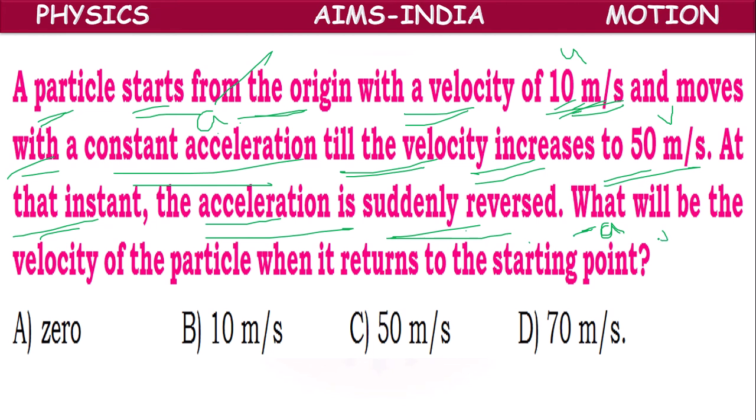When the velocity is 50 meter per second, the acceleration is minus a. From there, it is coming to the starting point. What will be the velocity when the particle returns to the starting point? When the particle returns to the starting point, what is the velocity?